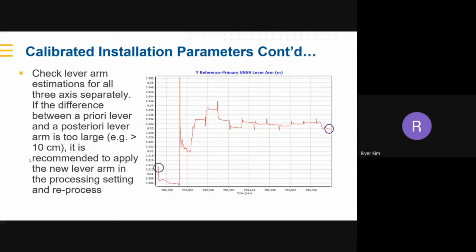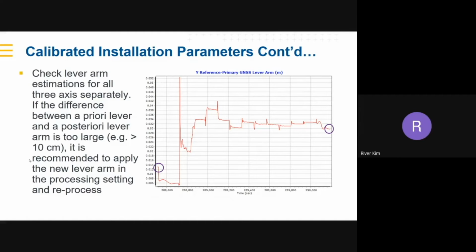So in the case that you do want to validate your lever arms, this is the Y reference to primary GNSS lever arm. What we will do is compare the difference between the a priori lever arm, so that's at the very beginning of this plot, the value that you've entered, and compare it to what POSPac has calibrated, at the end of the plot here. If this difference is greater than 10 centimeters, we do recommend that you apply this new lever arm back into your project settings and process it again.